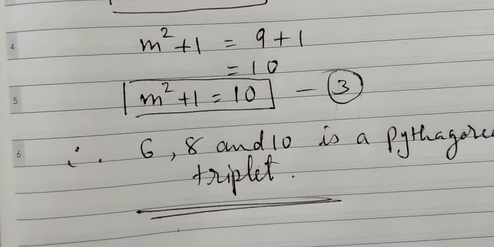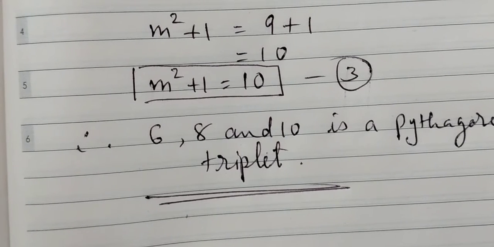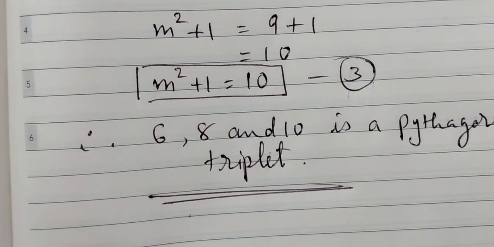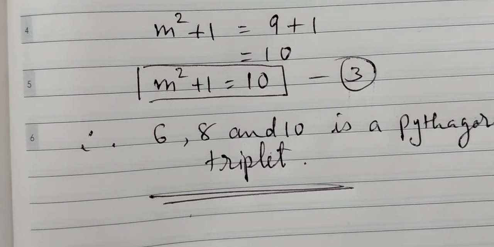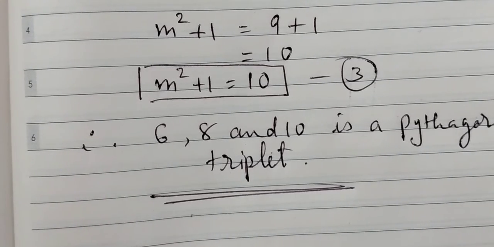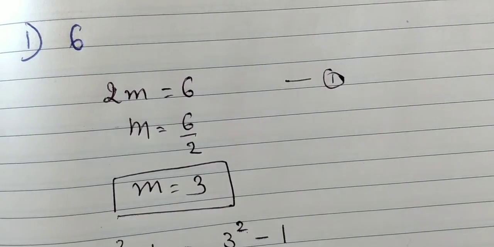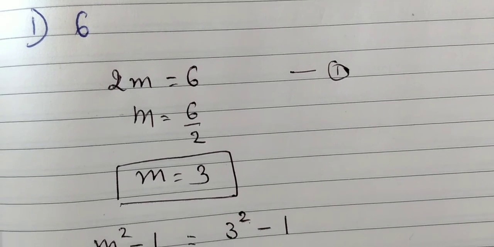Hope you have understood how to square the given numbers and how to obtain a Pythagorean triplet. Before that, what is a Pythagorean triplet, and then how to obtain a Pythagorean triplet from the given smallest member or given any one number out of the 3.